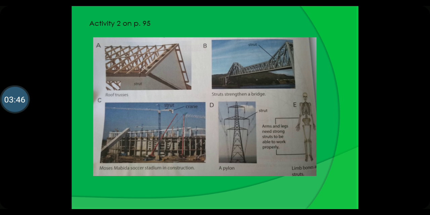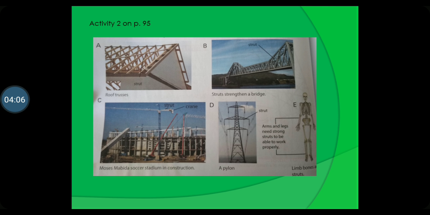Okay. So let's go have a look for that answer. So struts can be joined into triangular shapes to make a strong, stable frame, for example, in roofs. So that would be your answer. So the triangle shape is used because it's stronger and stabler.